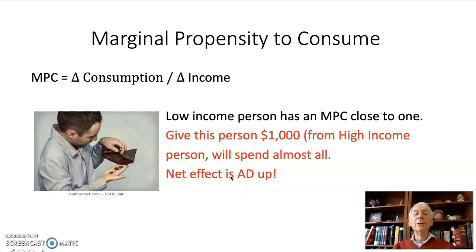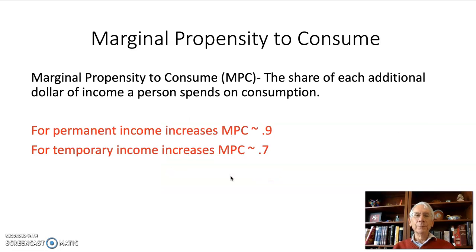The net effect is aggregate demand rises. It will cause consumption to go up. If we took $1 million from Bill Gates and gave it to you, the net effect would be an increase in consumption. So transfer payments figure in as well to fiscal policy.